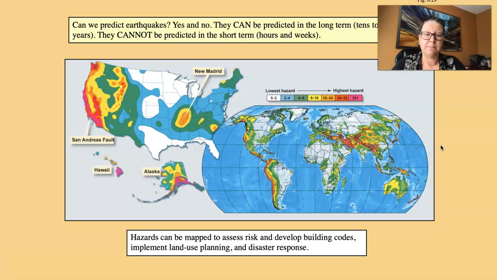So here's a map showing hazards throughout the world, and the high hazards are in pink, the low hazards are in white. And you can see that in the US, we are really a hot spot out here by the San Andreas. Alaska is a place where we have a lot of earthquakes. Hawaii is, but only because there's active volcanoes there.